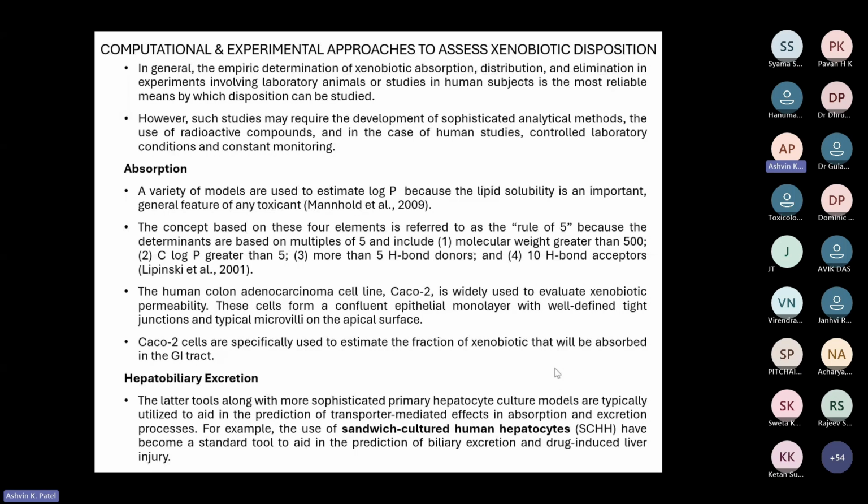For hepatobiliary excretion computational models, these tools, along with the more sophisticated primary hepatocyte culture models, are typically utilized, in which sandwich-cultured human hepatocytes have become the standard tool to aid the prediction of biliary excretion and drug-induced liver injury. One such model predicts poor absorption as a function of calculated log P, based on the molecular weight and the presence of hydrogen bond donors and acceptors.